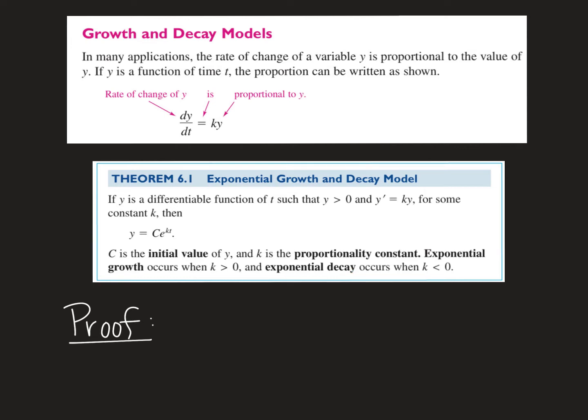Some common things that you probably have done before with exponential growth and decay are continuously compounded interest rates, which would be exponential growth. And then exponential decay, probably the biggest example that you see with that is half-life in chemistry or biology. All right, so let's prove it.